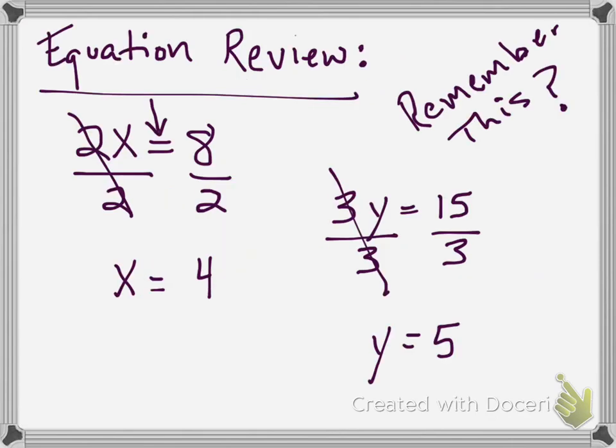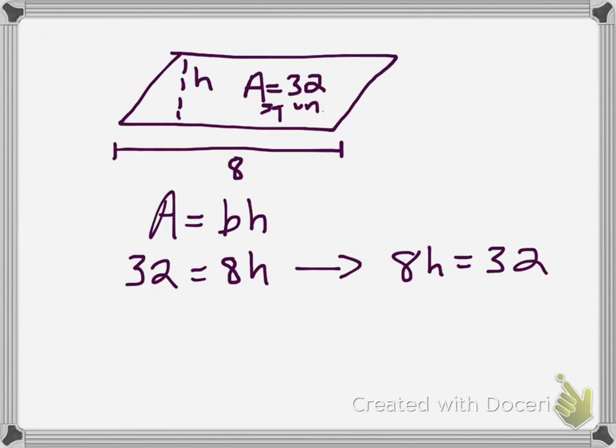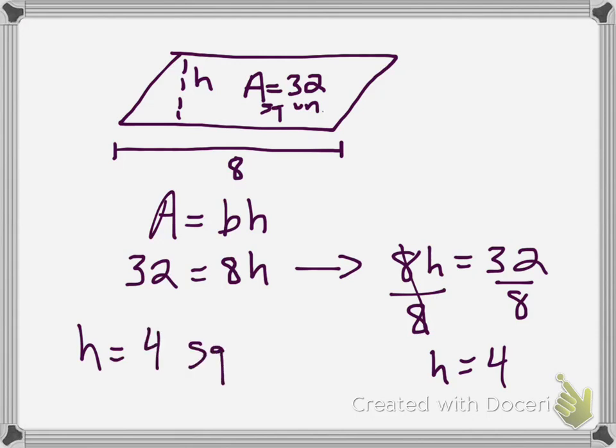And then this looks a lot like one of these, right? So let's follow that same sort of plan. I have 8 times h, and so I need to do the opposite operation. So I will divide by that coefficient. My 8's will cancel, leaving me with h on this side. Need to do the same thing over here. And 32 divided by 8 is 4. So the height of this parallelogram is 4 units.